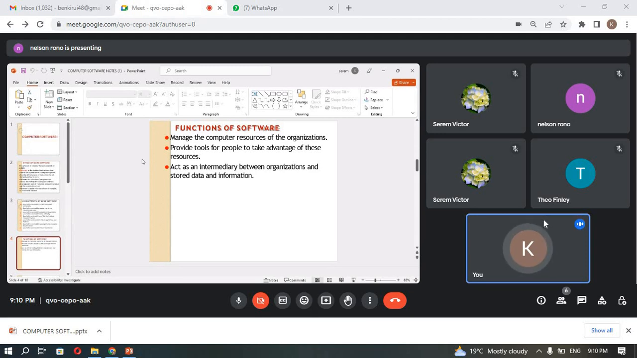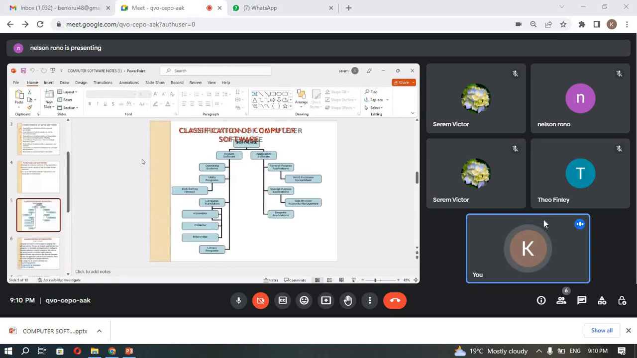Now, because we have talked about the software, we have the functions. What are the functions of computer software? I know you have been hearing, and we shall see the three main tasks which computer software tackles. Number one, manage the computer resources of the organization. Number two, provide tools for people to take advantage of these resources. Number three, act as an intermediary between the organization and stored data. Those are the functions of the software, as you have seen.